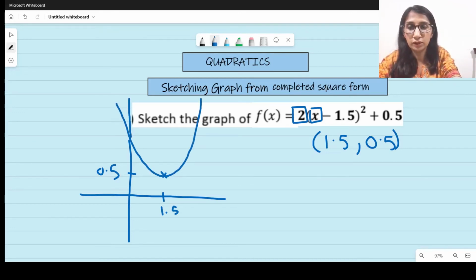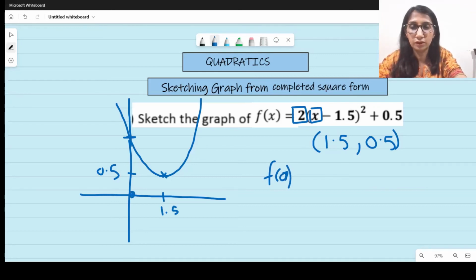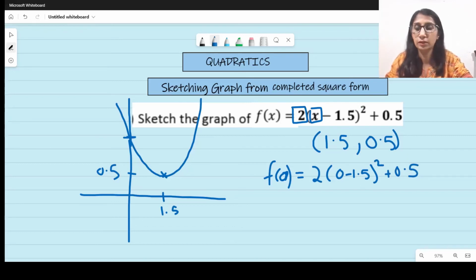Now you would also need the coordinate of the y-intercept. How would you find that coordinate? You can simply substitute 0 into f(x). So when x is 0, what's the value of y? 2 times (0 minus 1.5) squared plus 0.5. So that would be 2 times 1.5 squared plus 0.5. That gives 5. So this value here is 5. So that's the sketch from a completed square form.